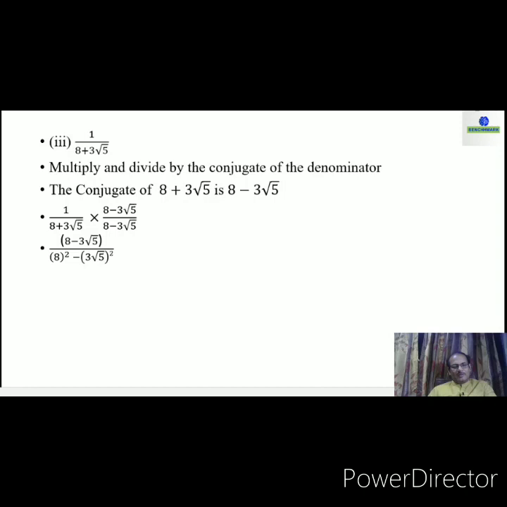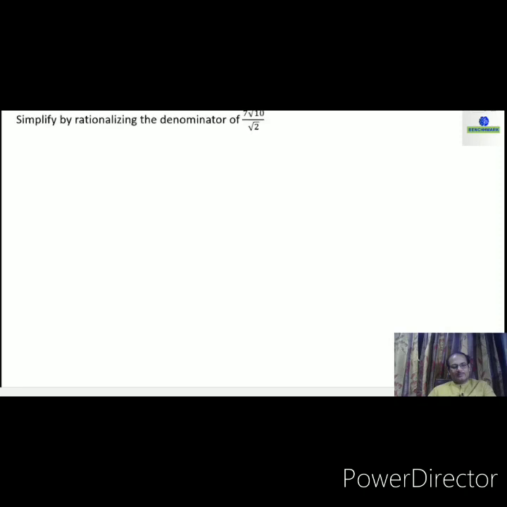In the denominator, I am using the formula a plus b into a minus b is equal to a square minus b square. So it is 8 square minus 3 root 5 the whole square. What am I getting? 8 square is 64 and this is 3 square, because we are going to find not only the square of root 5 but at the same time the square of the other number, the constant, that is 3. So 3 square is 9 and root 5 square is 5. So I am getting 8 minus 3 root 5 upon 64 minus 45, that is 19. Nothing is common in the numerator and denominator, and hence this is the final answer.